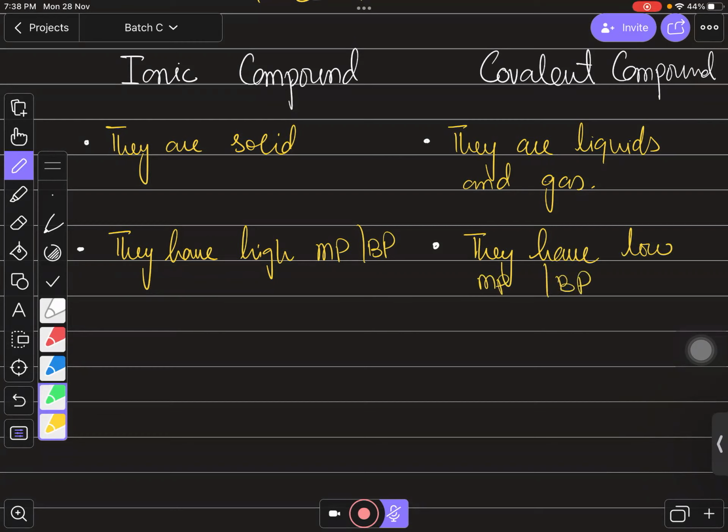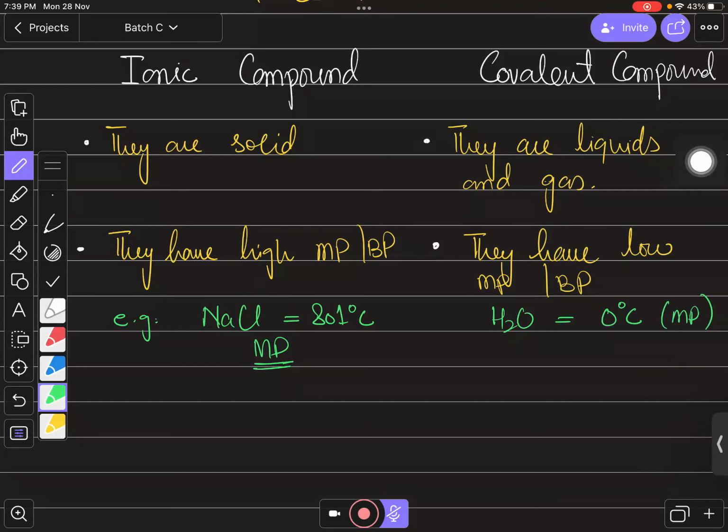For example, just for the comparison, NaCl is an ionic compound. It has a melting point of 801 degrees Celsius. The melting point is where it first melts and after that it boils. If you talk about the melting point of water, it is almost 0 degrees Celsius. You can see the comparison of how weak it can be.